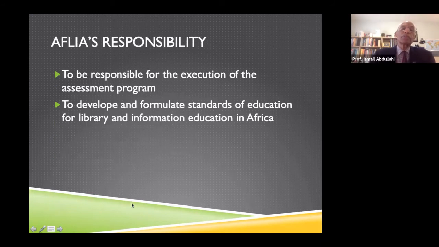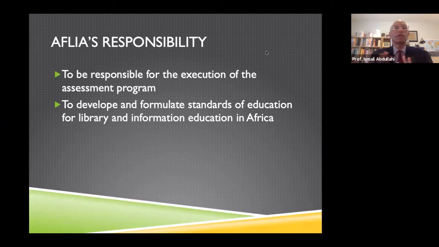So AfLIA's responsibility is to be responsible for the execution of the assessment program, as I have said, and to develop and formulate standards for library information education in Africa. So one organization, one voice, okay? One Africa, one voice. There won't be any other institution which will make a standard and quality control. Only one institution for Africa, and that is AfLIA in many ways.